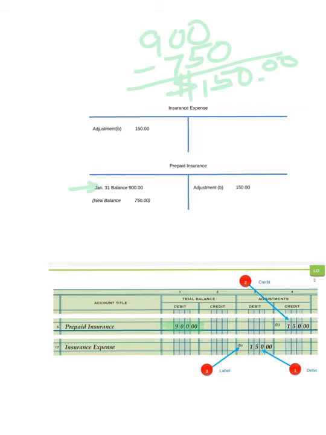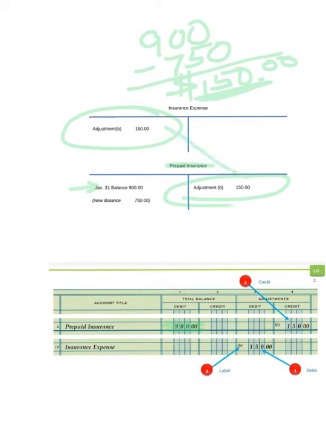If we plan out the adjustment, we had $900. We need to reduce prepaid insurance by $150. So we will credit prepaid insurance for $150. If we credit an account, we have to debit another account. So we will debit, or write off, that $150 as an insurance expense for the month of January. My debits equal my credits.